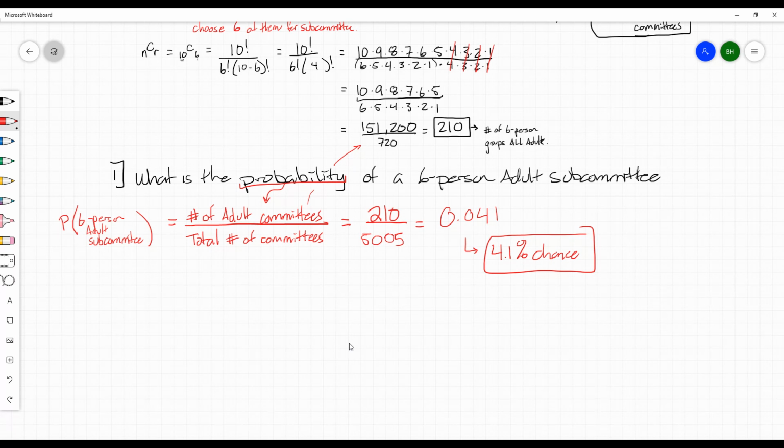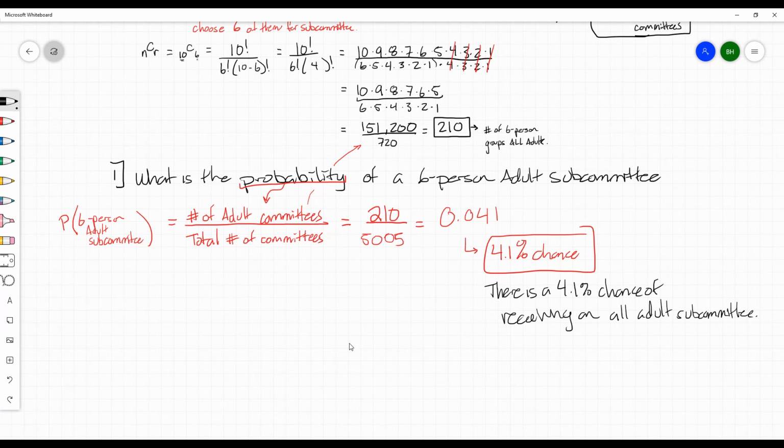Why are our students upset? Because it's only a 4% chance. It's highly unlikely. So this would be my answer, and you can write this as: there is a 4.1% chance of receiving an all-adult subcommittee.